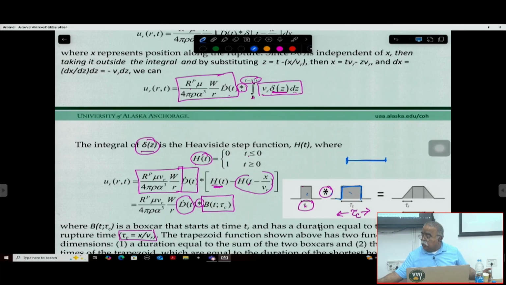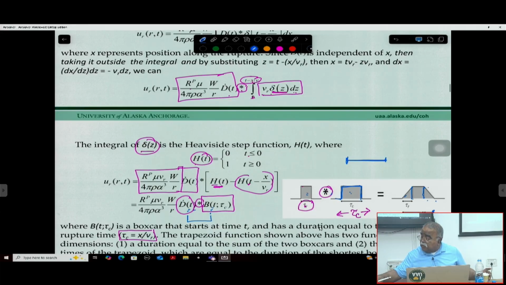So these two box functions, if you are doing it this way, this convolution gives you a trapezoidal function with a rise time and the downtime are all TR, and this will be equal to TC plus TR, right? So the total time will be TC plus TR. So this is your trapezoidal function.